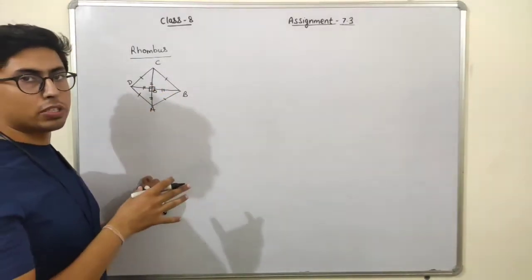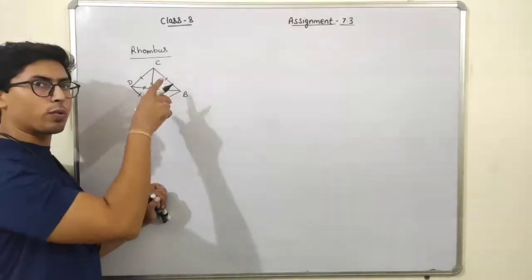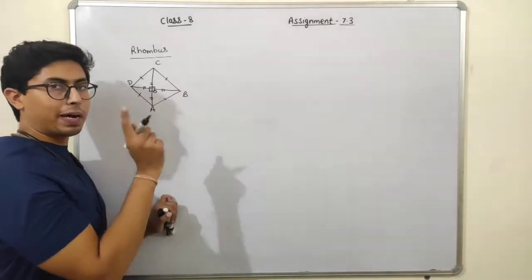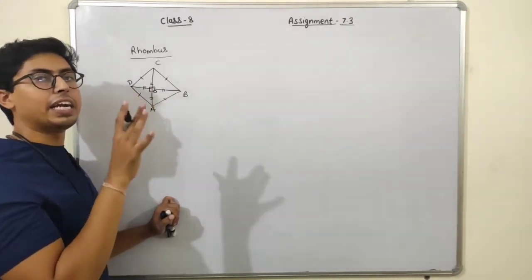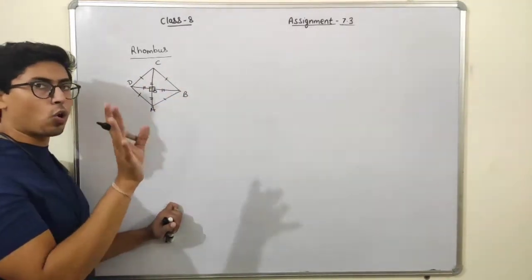So students, for rhombus, just remember these properties, that all the sides of rhombus are equal. One more thing, students, that diagonals of rhombus bisect each other and at right angle they bisect. One more thing, students, angles A, B, C, D are not 90 degree.